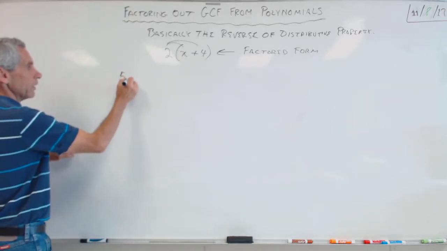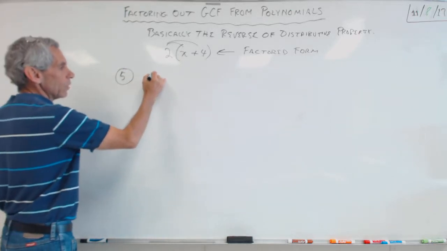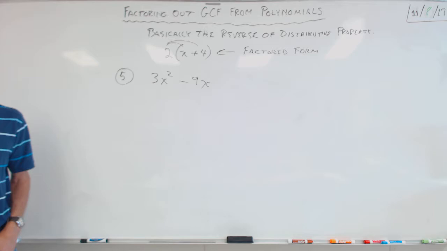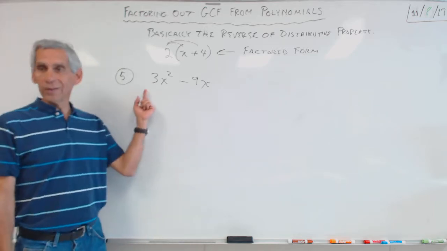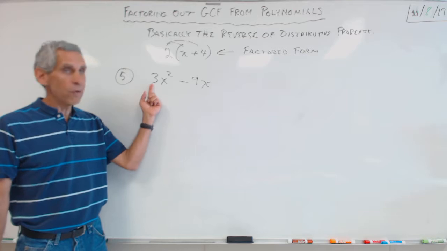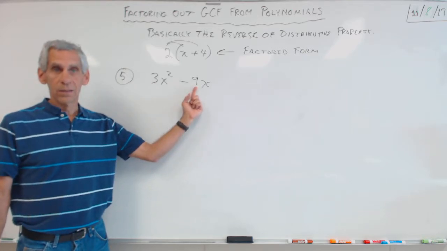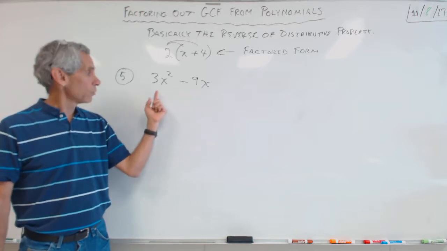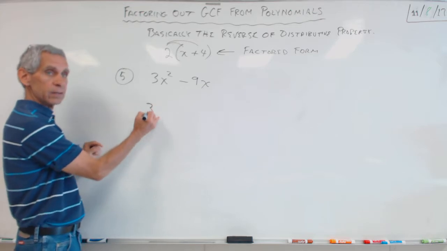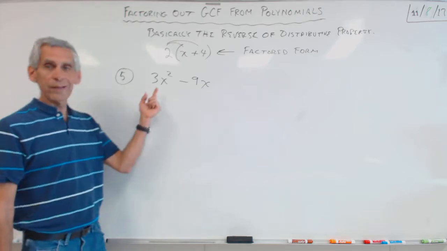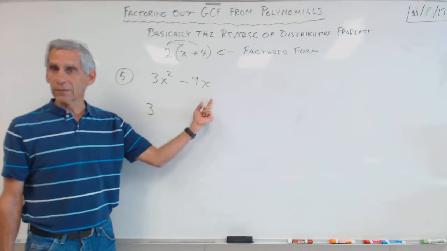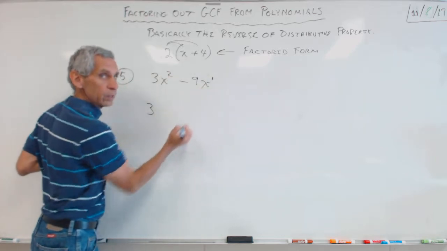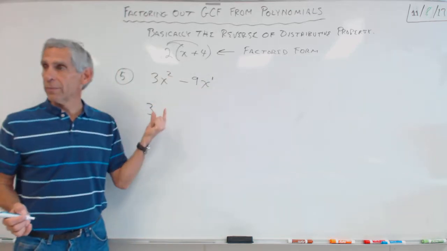What if I gave you 3x squared minus 9x? Oh, wow. So now we not only have coefficients, the 3 and the 9, that have a greatest common factor of 3, right? 3 goes into 3 and 3 goes into 9, so I know I can take out a 3. Yes? Now, but what about the x's? Do they both have at least one x? Yes. This has x to the 2, this has x to the 1. What do they both have in common? They both have exponents.